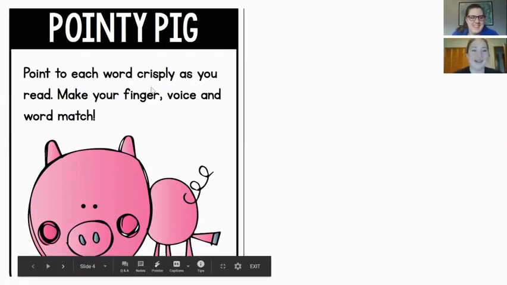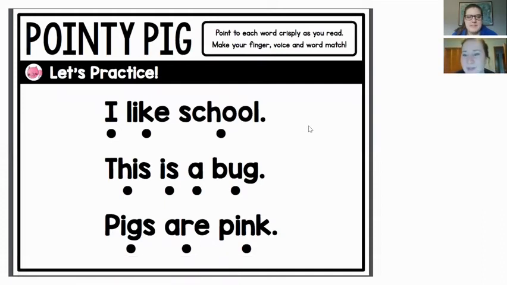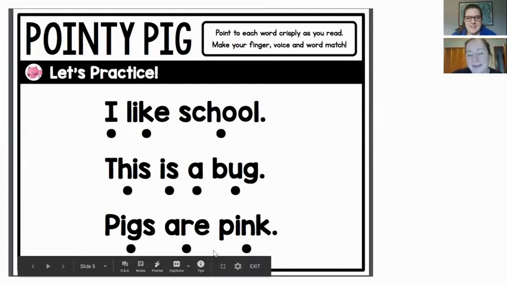Okay, here I go. What we do is we get children in small reading groups or individually to practice the skill. We might say to them, we're going to practice Pointy the Pig right now. We need you to take your pointer finger and touch each word. Let's try it. I like school. And then we would say, you try it. I like school. Let's go to the next sentence. This is a bug. You try it. This is a bug. Pigs are pink. You try it. Pigs are pink.